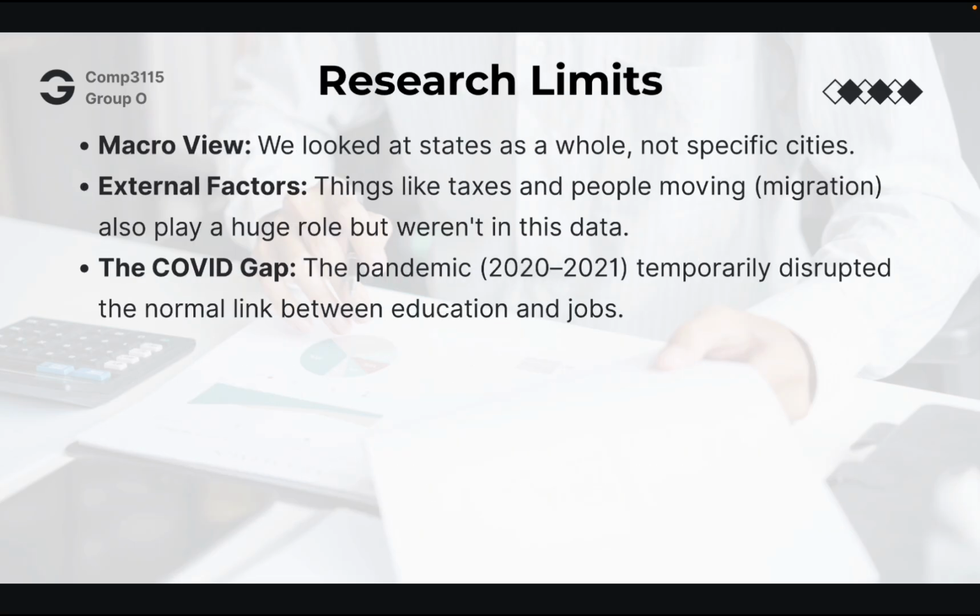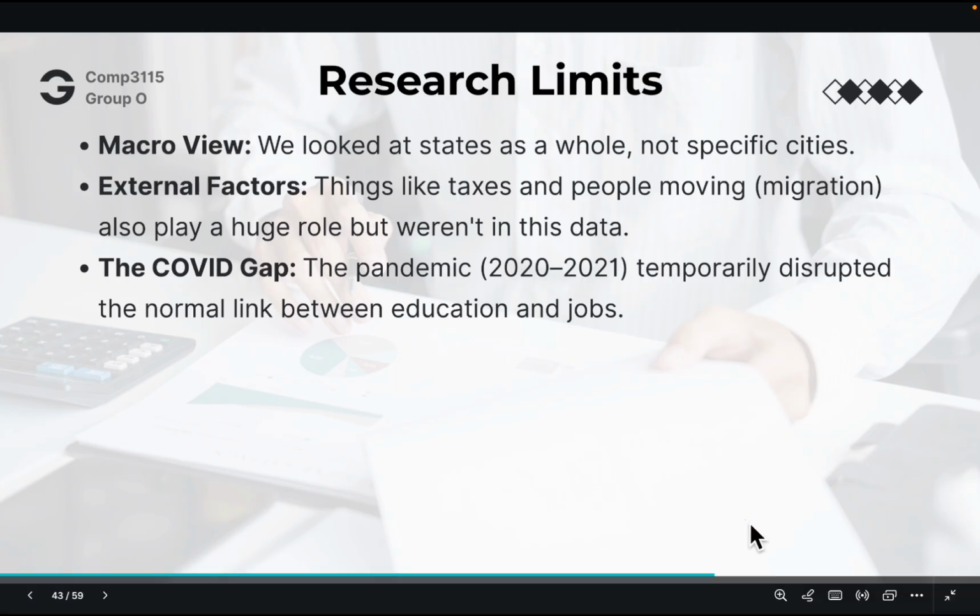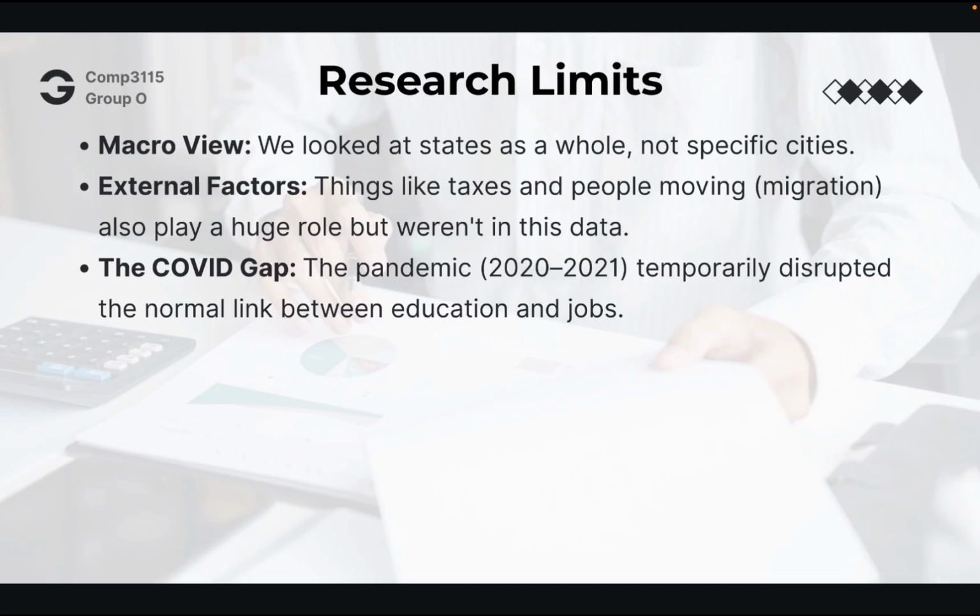And these are the research limits. First is the macro view. We looked at states as a whole, not specific cities. And external factors, things like people moving to Texas, also play a huge role, but weren't in this data. And there is the COVID gap. The pandemic in 2020 to 2021 temporarily disrupted the normal link between education and jobs.